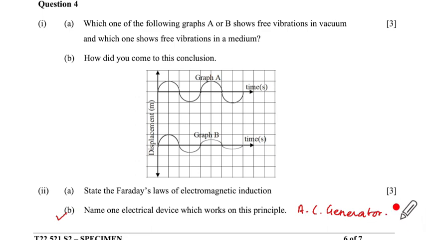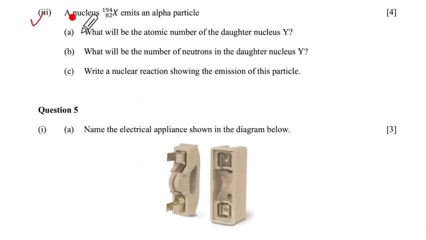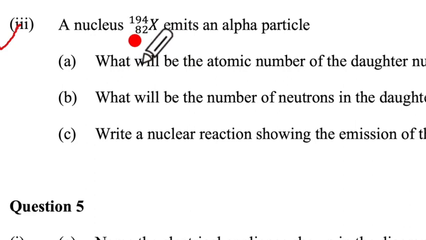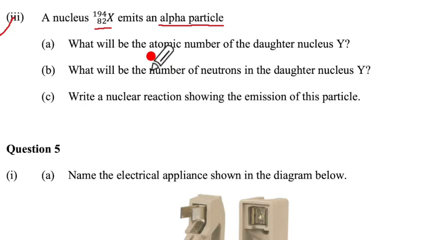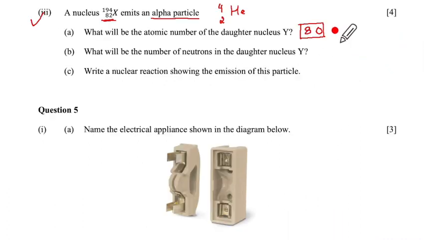Okay, so that is your answer B. Question 4, third subpart. The nucleus X 194 82 emits an alpha particle. What will be the atomic number of the daughter nucleus Y? So X is going to become Y, and alpha particle means helium 4 2. This is going to be emitted, and so the atomic number from 82, it will be 82 minus 2, so that will be 80. This is going to be our answer A.